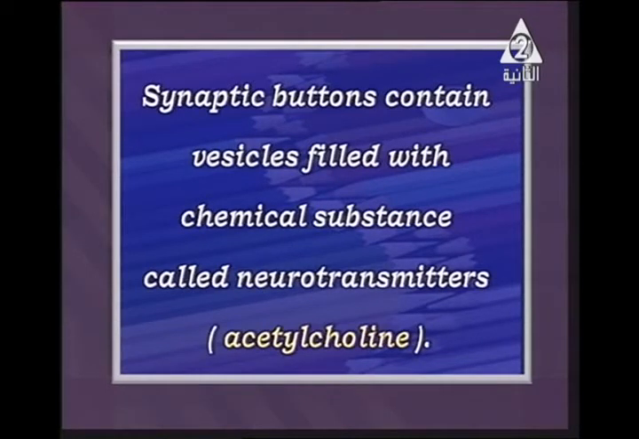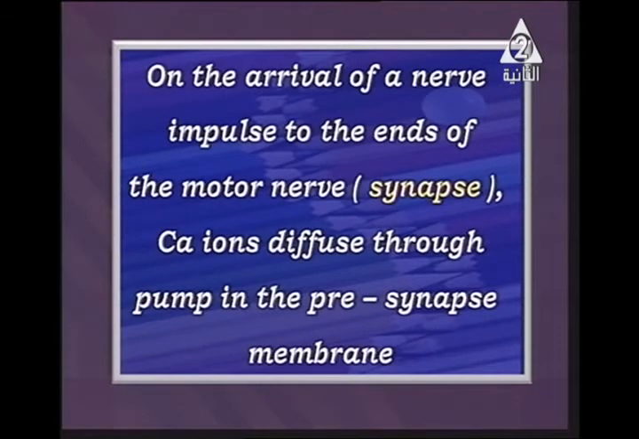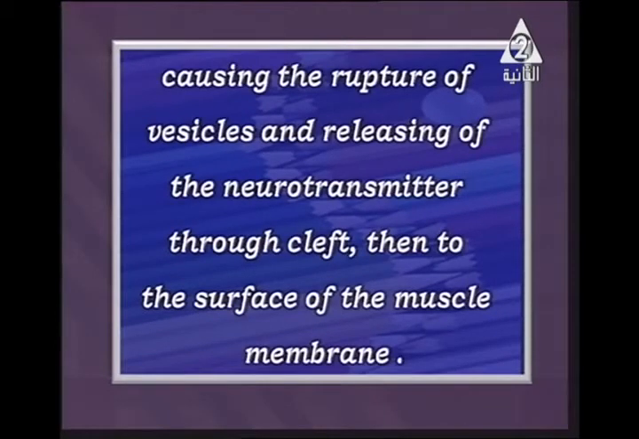This is our neurotransmitter. Again, the physical, at the bottom of the synaptic area, contains a neurotransmitter called acetylcholine. What happens to the acetylcholine? On the arrival, as soon as the nerve impulse reaches the end of the motor nerve or synapse, the calcium ions diffuse through a pump in the presynaptic membrane. Okay, that causes what? The rupture of the vesicle and the release of the neurotransmitter, which is acetylcholine, to the area between the two sides of the cleft, then to the surface of the muscle membrane.